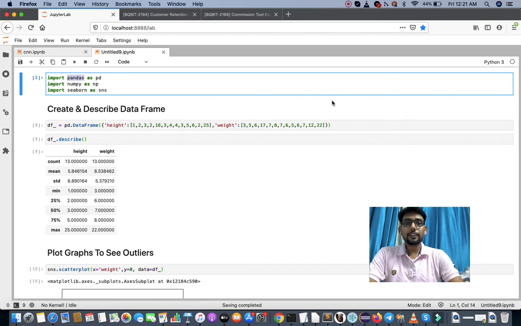So in the last video lecture we discussed outlier detection and some statistical techniques to detect the outliers. These statistical techniques are z-score calculation and interquartile range, right?